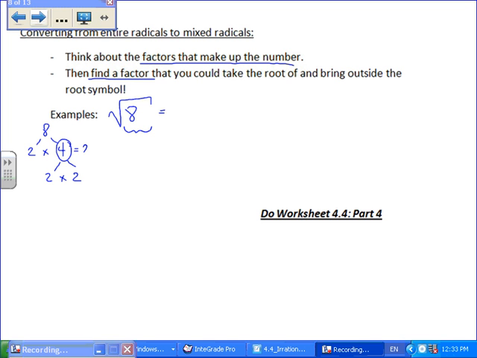In other words, 4 is equal to 2 squared. So I could rewrite this, instead of 8, as 4 times 2, which is true. Those two factors will give me 8. One of these factors is a perfect square, and so I can bring it outside of the root symbol. So I'm thinking to myself, well, 4 is 2 squared. So if I square root 4, I can bring that 2 out front of the root symbol. So the square root of 4 is 2, which leaves me with just square root of 2 left over. And I've written it as a mixed radical.